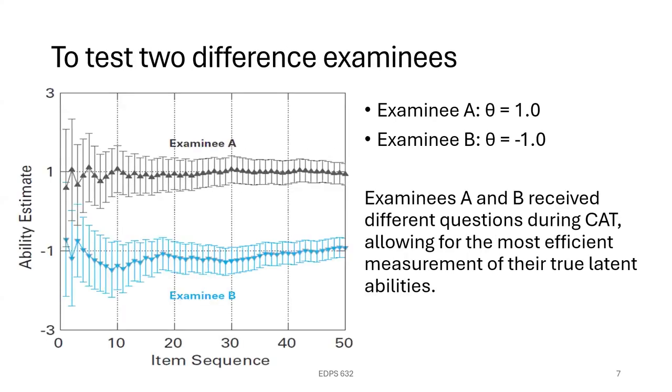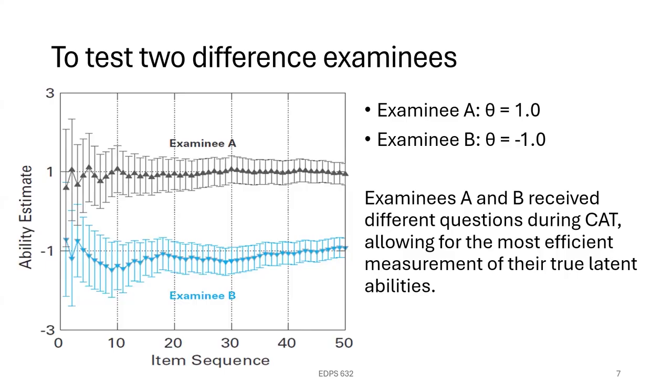Here I give you a very simple example. In this example, we have two examinees, A and B. Examinee A's ability is 1.0. And we assume math ability follows a normal distribution centered at 0 with 1 standard deviation. Let's assume this. And the other examinee, examinee B, has lower ability, negative 1.0. Then the two examinees will be tested at the same time through CAT.